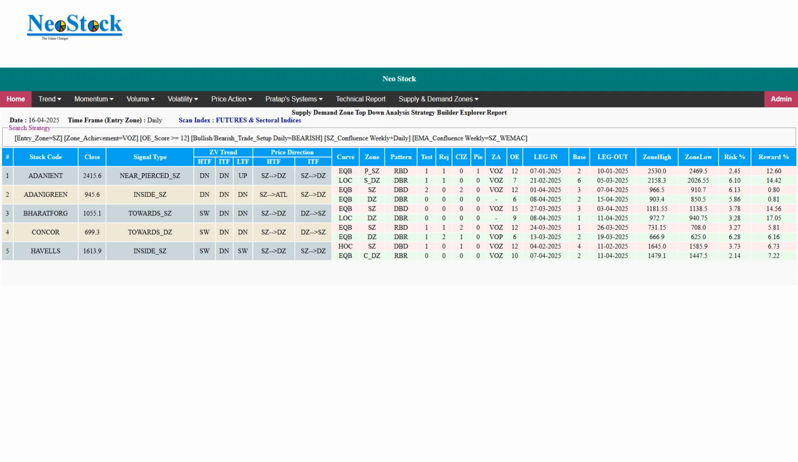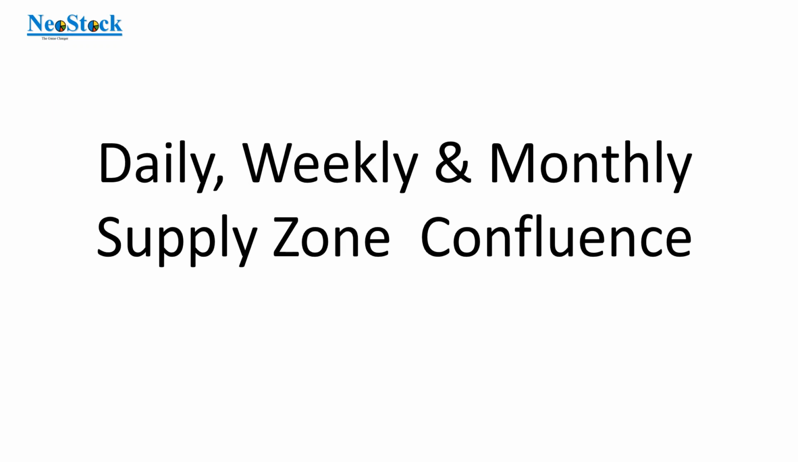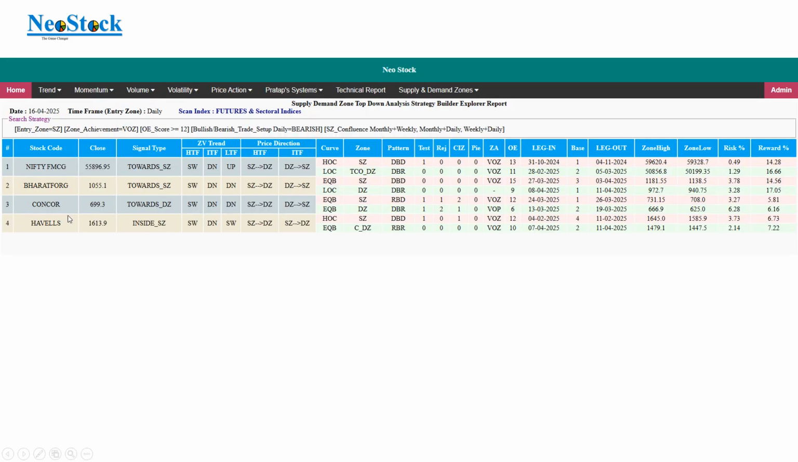Okay, now let us look into LTF, ITF, HTF supply zone confluence. That is daily, weekly and monthly supply zone confluence. So with this filter, we got 4 stocks. All 4 are overlapped with each other. That is daily, weekly and monthly. Monthly, weekly and daily.